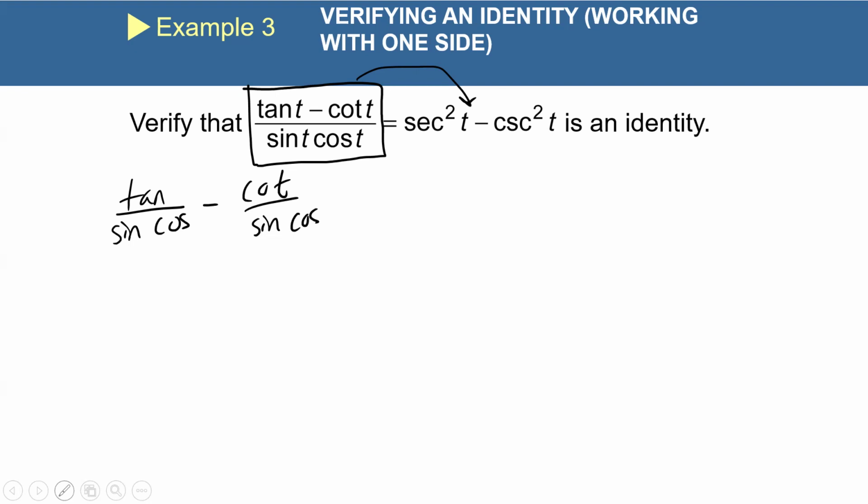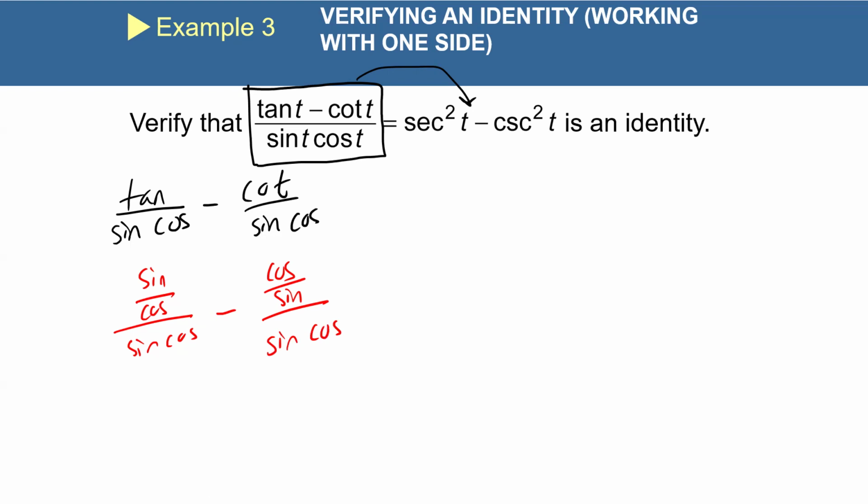I separated because I can't eliminate anything while they're together. Remember, you can't eliminate when things are being added, right? But if I separate and create two separate things, now this side can eliminate stuff and this side can eliminate stuff. So now I can start putting everything in terms of sine and cosine. Tangent becomes sine over cosine, all over sine cosine. Cotangent becomes cosine over sine, all over sine cosine.